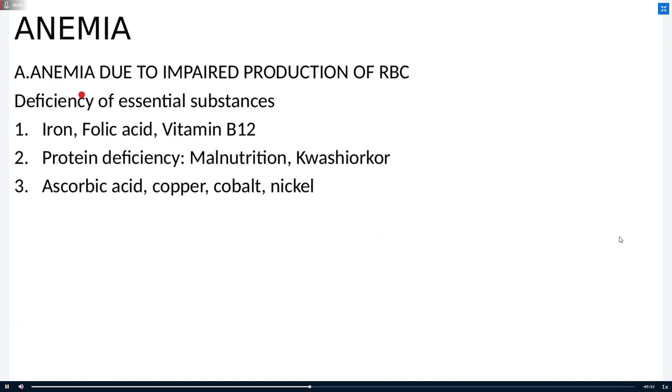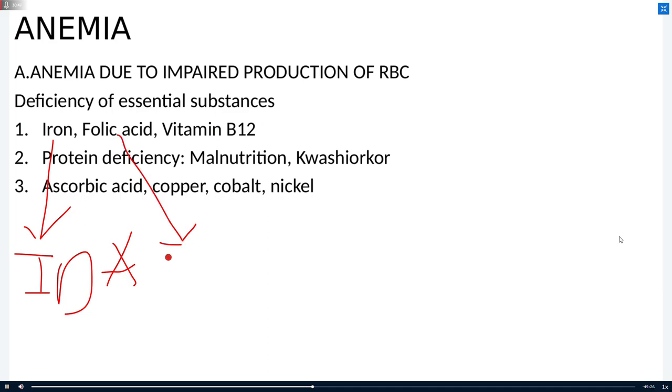Okay. So anemia class can be caused by a lot of reasons. One of those would be anemia due to impaired production of RBC. Under that, this can be caused by deficiency of essential substances such as your iron, which causes your IDA, vitamin B. What does your folic acid class cause? Ano anemia?